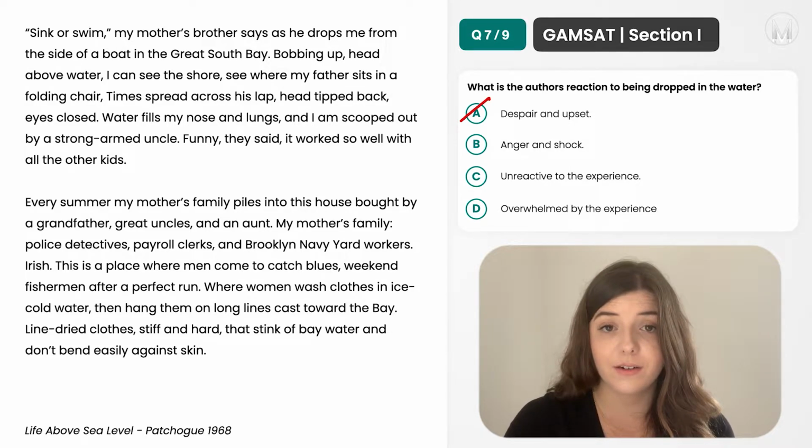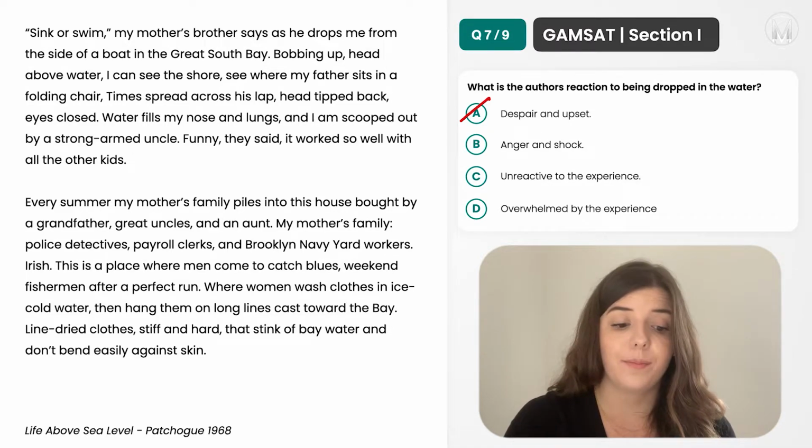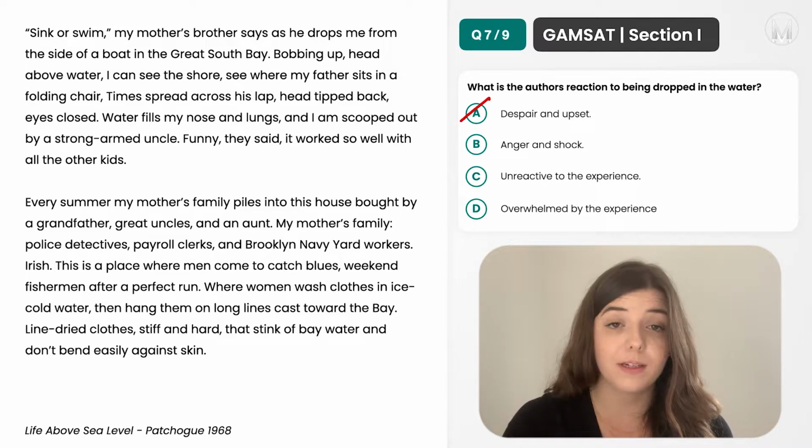Option B, anger and shock. So again, be careful not to assume and interpret your own feelings towards this event, because the author himself has not said this. So we're going to have to rule out B, although you probably expect that he was a bit shocked after being dropped in the water.